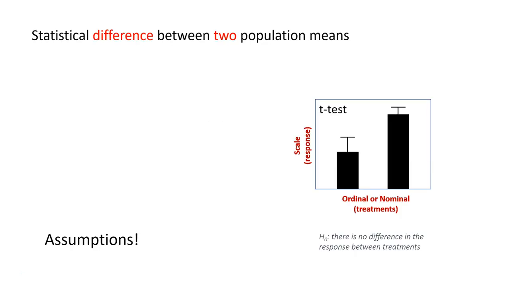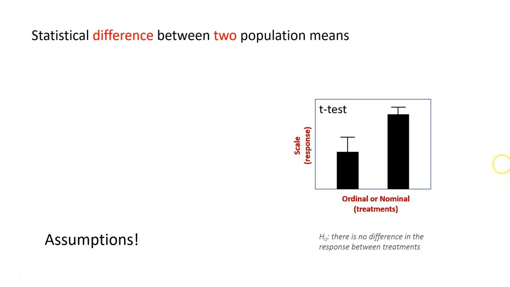In this video, I want to talk you through two sample t-tests, what they are, when you would use them, and how to perform them in R. So what is actually a two sample t-test and when would you use it? You would use this when you want to test for a statistical difference between two population means.